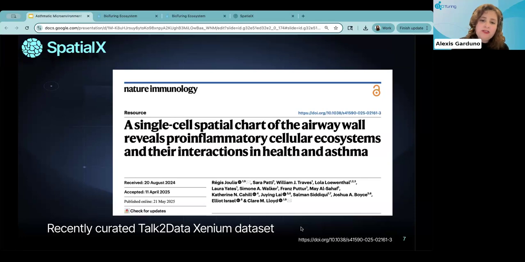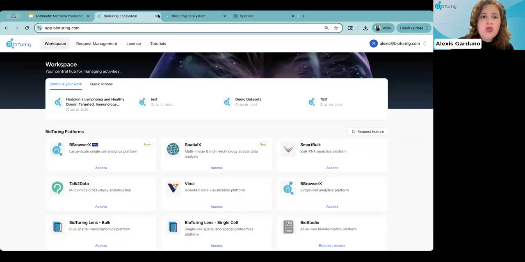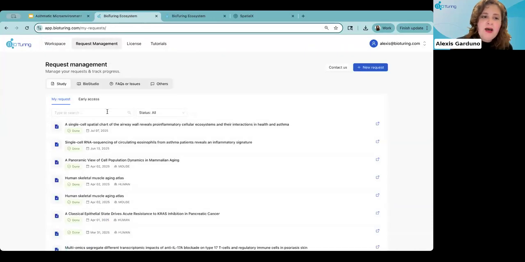So if you do have an interest in exploring this data set, since it is new and we've just recently added this study, what you can do is go into the ecosystem, go to the request management page, and add a new request so that you're able to access this new data set in the system. Our team will be able to send you that early access link to the study, and you can then explore it even further in SpatialX for your own specific questions.